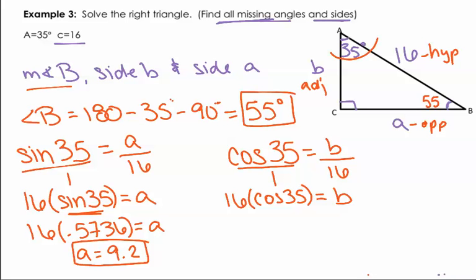You should type that into your calculator, 16 times the cosine of 35. If you have to put that as a decimal, you can, but you need to make sure you're going to 4 decimal places. I'll do it here, but I really want you to leave it in your calculator. So multiply that together, and you're going to get that B is 13.1.